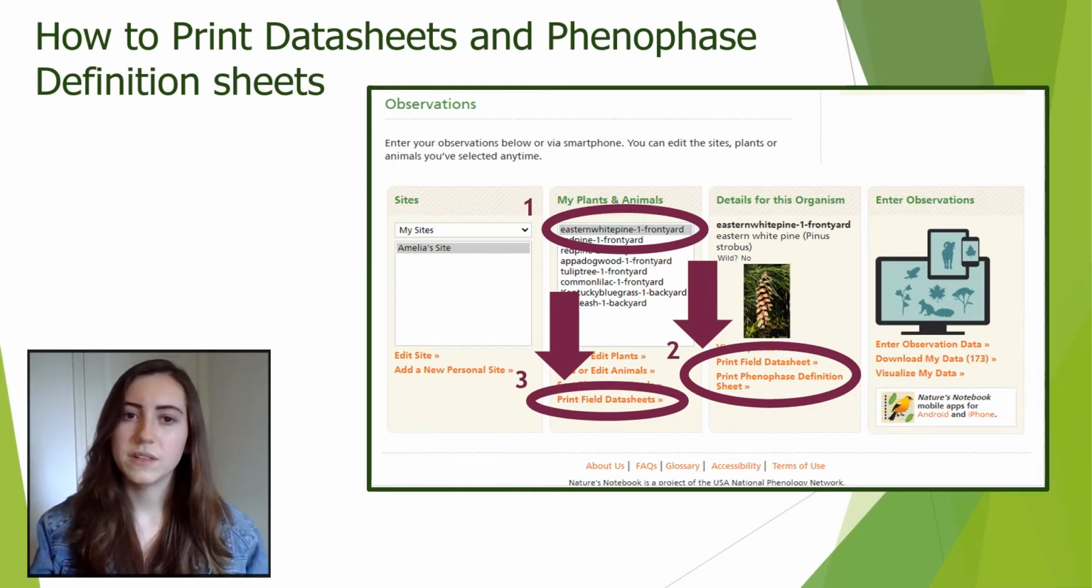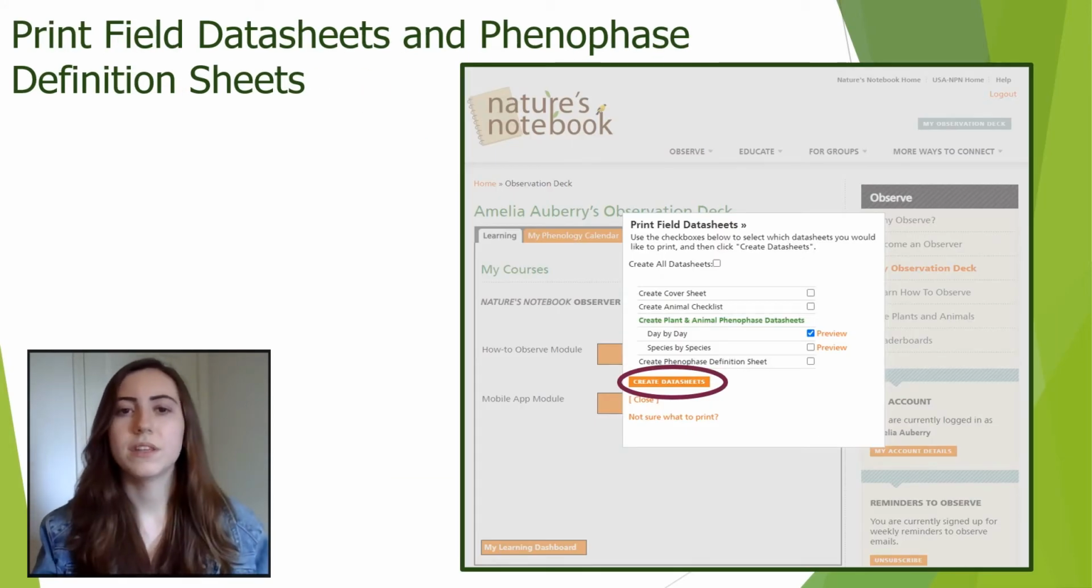Click on the Print Field Datasheet link and also click on the Print Phenophase Definition Sheet, which are both number 2 on this slide. The datasheet and the phenophase definition sheet should both download onto your computer immediately after you click on the links. If you print datasheets this way, you will need to print a sheet for each individual plant and animal separately.